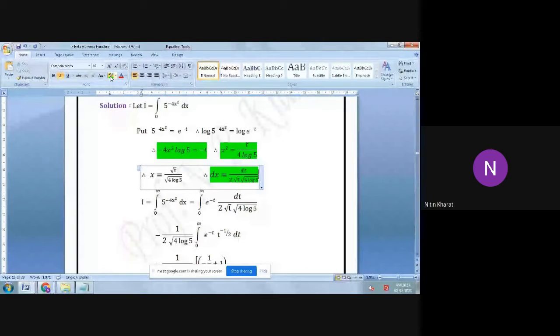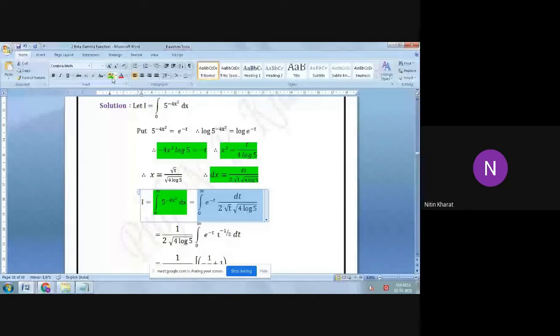When we change the variable of integration from x to t, we have to change the limit of integration. When we replace x equal to 0, definitely we get t equal to 0. If x equals infinity, then the value of t becomes infinity. So the limit of integration does not change. The integration goes from 0 to infinity. Then what we have to do? We have to put all the values.